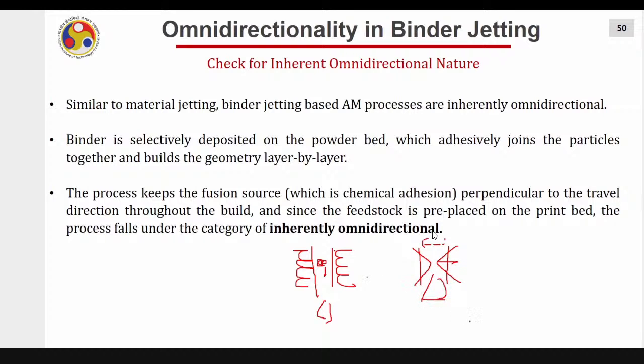Piezoelectric or thermal, whatever it is, these are the source of energy, and they are also parallel to the generation of the droplet. Hence VS and VF are always parallel, right? And the droplet is always falling perpendicular to the bed. It is not falling at an angle. Hence the process is always omnidirectional.